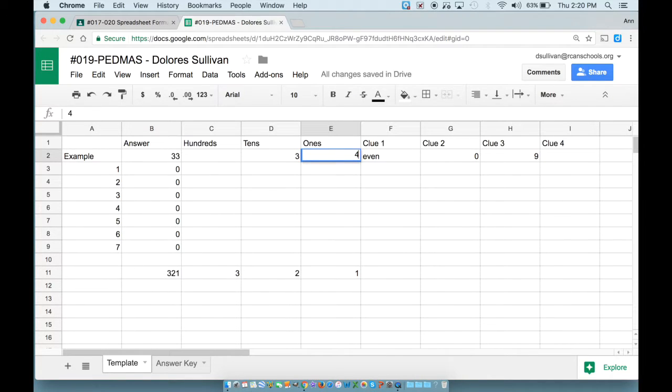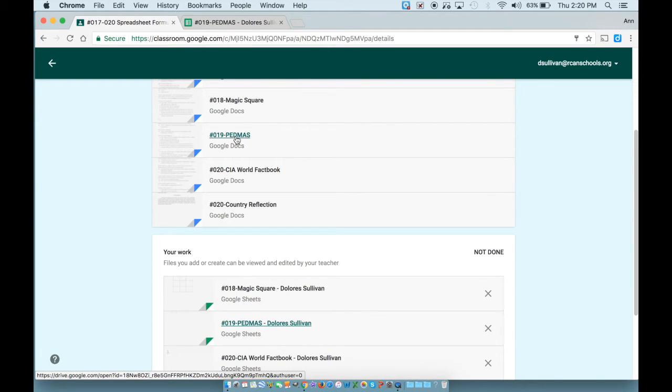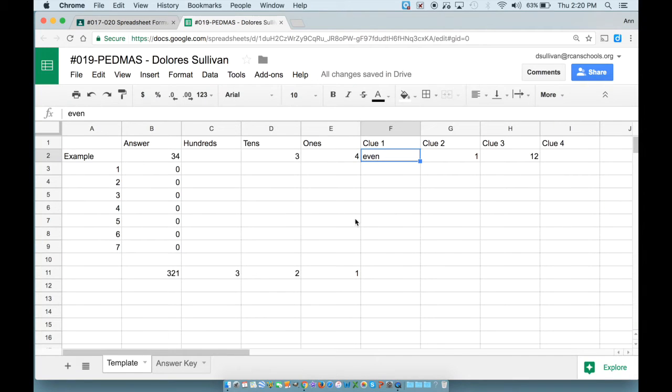is the number 34. So you have a series of number stumpers that are in the PEDMOS Google Doc, so feel free to give them a try. Once you try them on your own, if any of them really stump you, the teacher's answer key is on this tab.